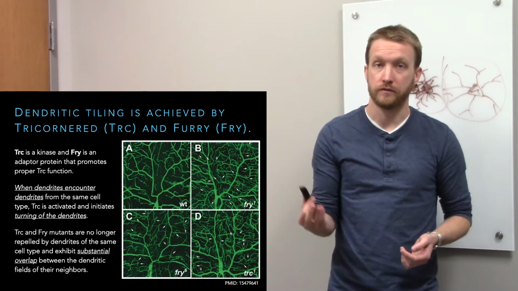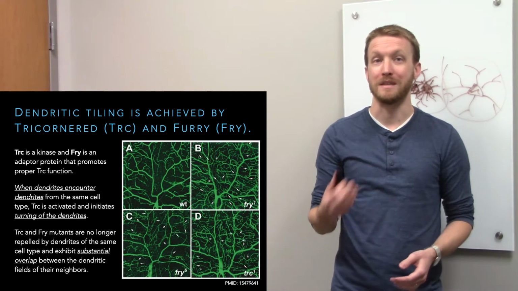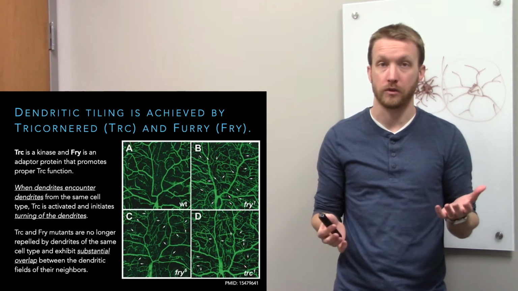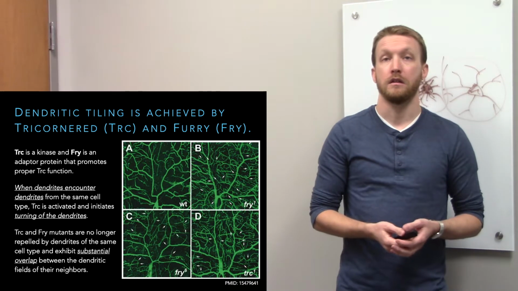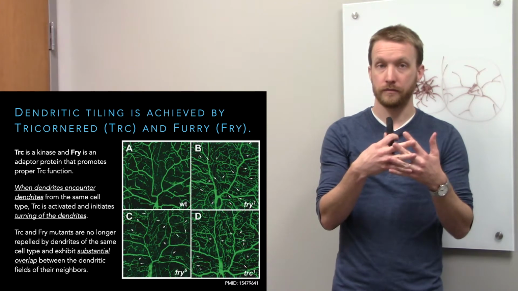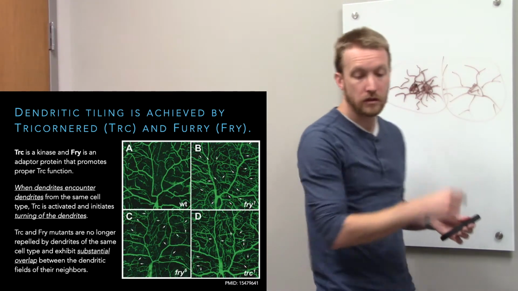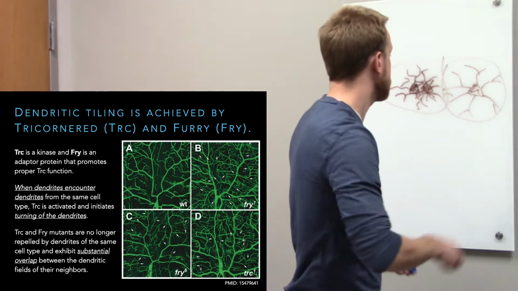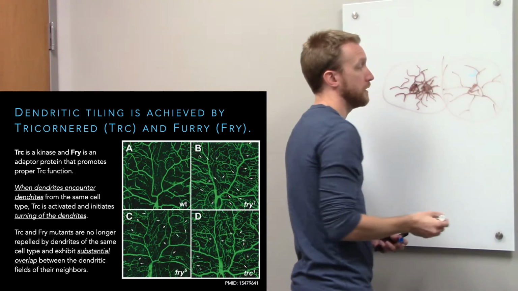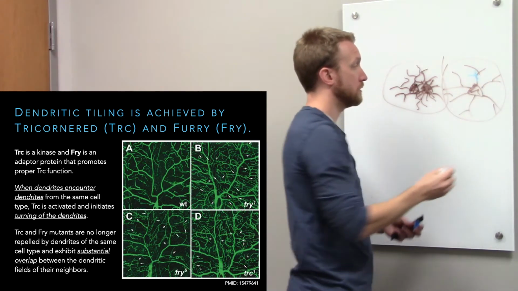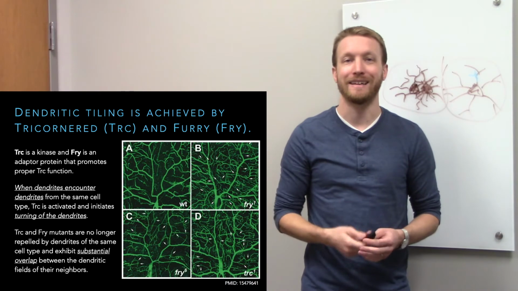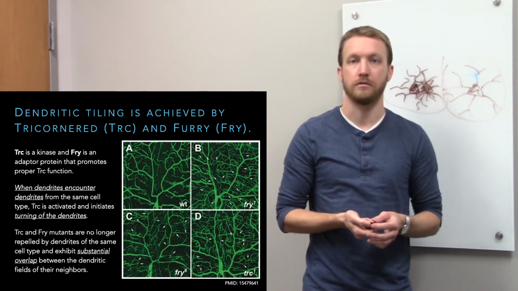Now whenever you have mutations in furry or tricornered, that would be panels B, C, and D, you'll notice quite a bit of overlap in these dendrites compared to the wild-type neuron shown in panel A. In panel A, we see a good degree of dendritic tiling. They're not just bunching up over each other, and that's because when they encounter a like dendrite, they'll turn. So if I were to have a new branch here come off and encounter the original, it's going to turn away to make sure it doesn't just grow over the original dendrite. That's not occupying any new space, so it's not really adding anything to the ability of that neuron to connect with its partners.